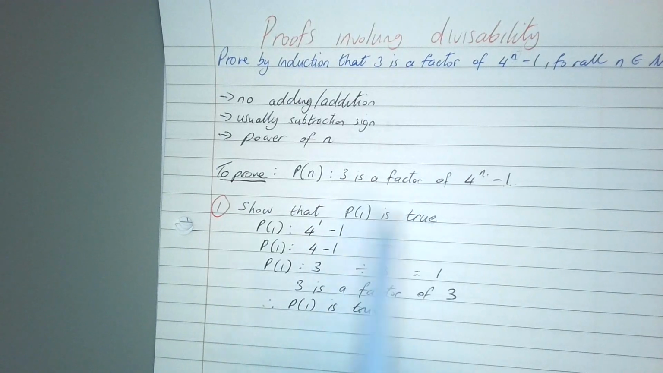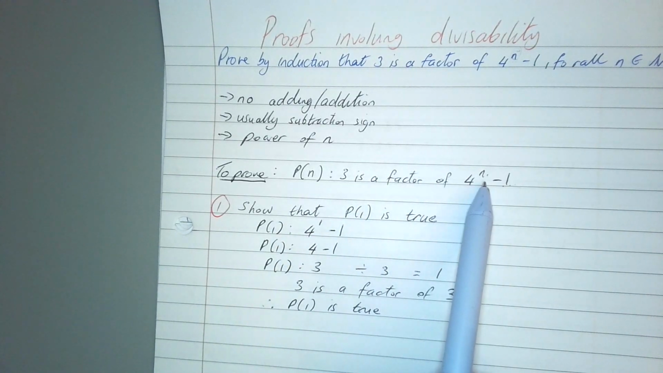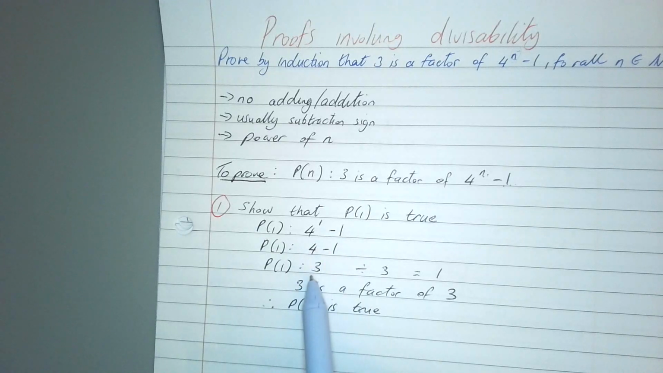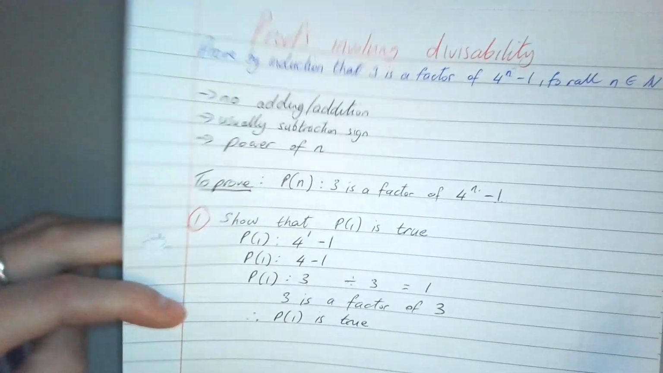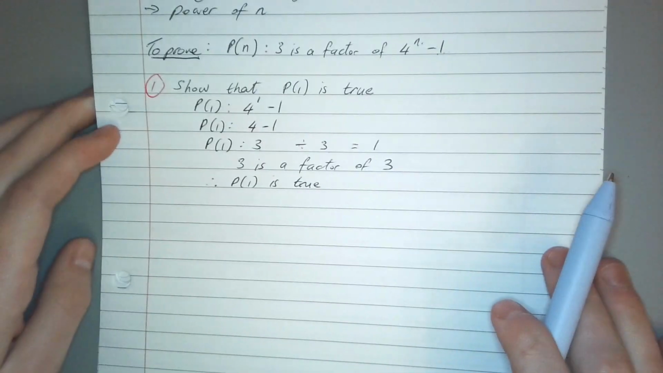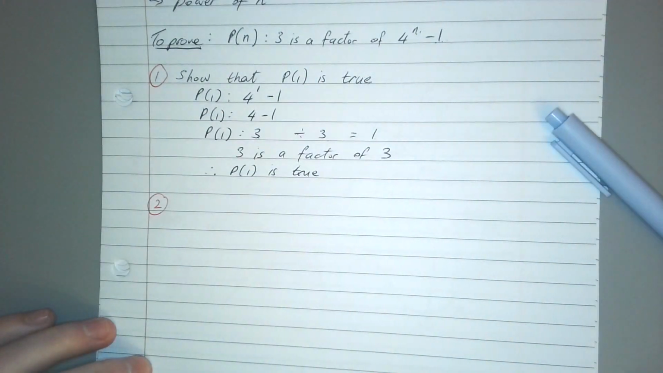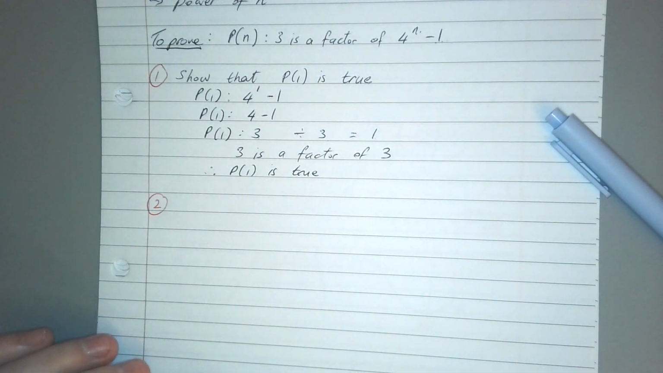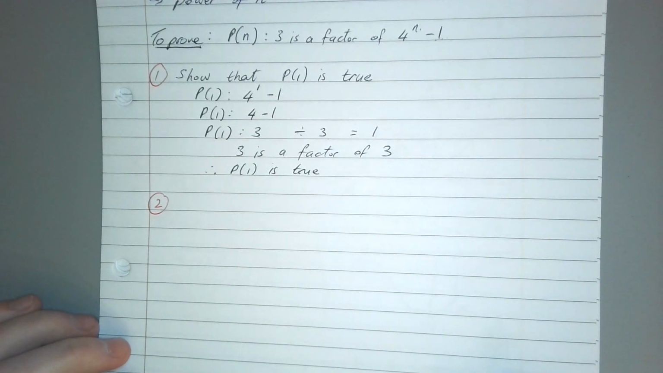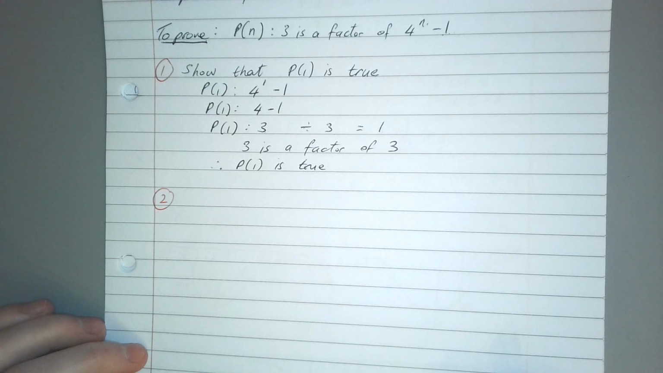So show that P1 is true, sub in 1 for n, evaluate that, we get 3, divided by 3, which gives 1, and we're just saying, well, 3 is a factor of 3, so it's true. Okay, so that's step 1. Go to step 2 this time, which is our assumption. So if you don't really know your indices from paper 1, you want to do a brush up on some of the rules, because they'd be important for this chapter. We will be using 1 or 2 rules from indices.